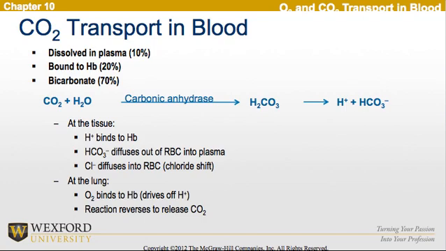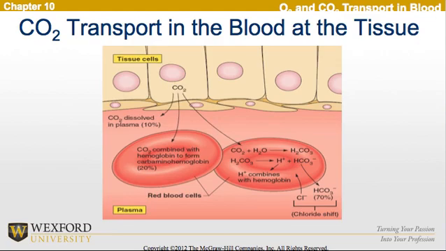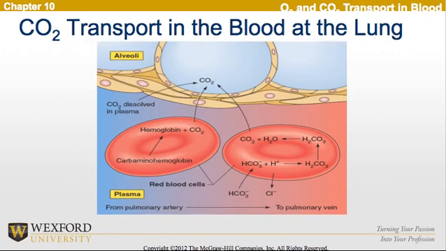At the lung level, we see that the oxygen binds to the hemoglobin and drives off the hydrogen, and the reaction reverses to release the carbon dioxide. Here is a diagram of the carbon dioxide transport in the blood at the tissue. And here is a diagram of the carbon dioxide transport in the blood at the lung.